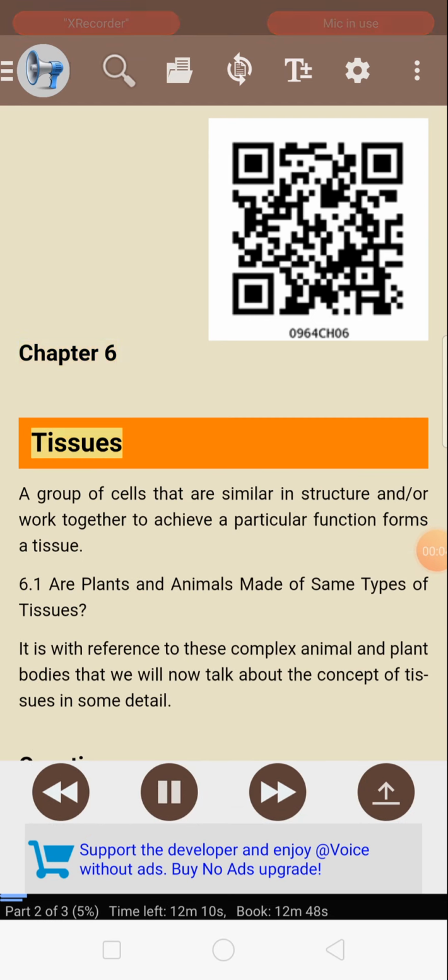Chapter 6. Tissues. A group of cells that are similar in structure and will work together to achieve a particular function forms a tissue. 6.1 Are plants and animals made of same types of tissues? Let us compare the structure and functions.